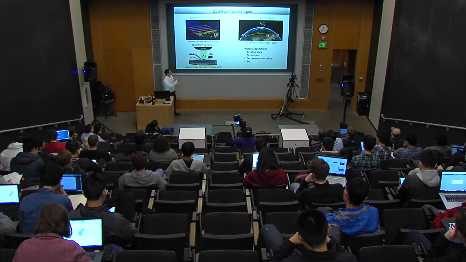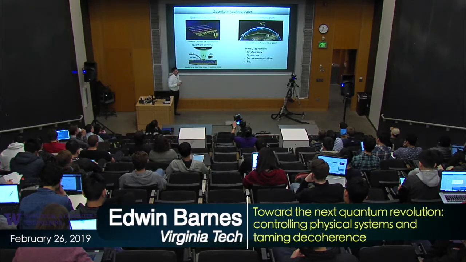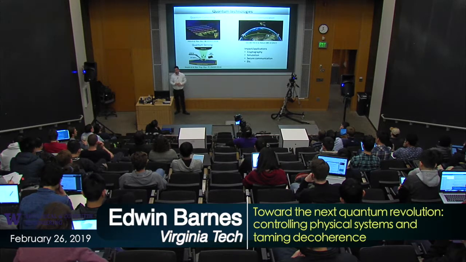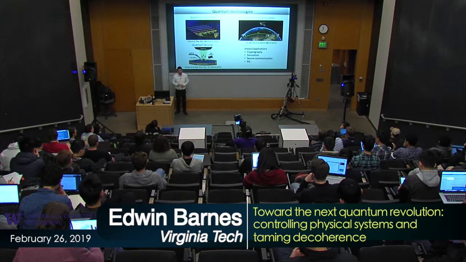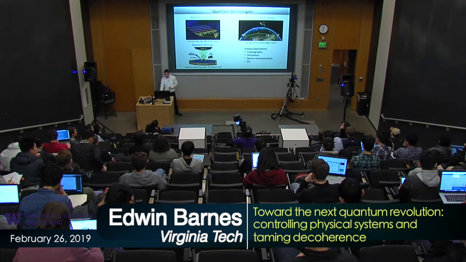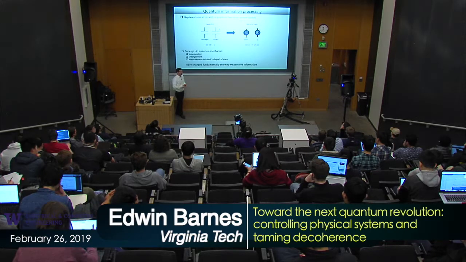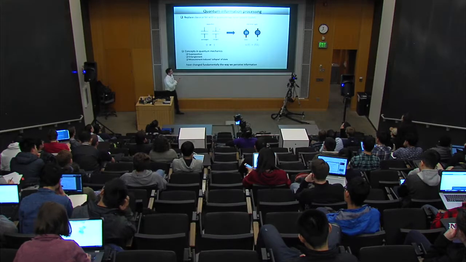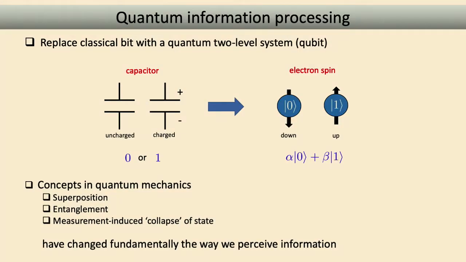So in this talk, I'm going to focus mostly on this quantum computing branch, although some of what I will say also has applications to these other areas as well. It's quite broad, because decoherence matters for all of these at the end of the day. So in quantum computing, the most basic way to think about it is you're replacing a classical bit. One way to realize a classical bit in a classical machine is to have a capacitor, which is either charged or uncharged. And then you call these 0 or 1, and they form the basic information building block of your classical machine. In a quantum computer, you want to replace this with some quantum mechanical system.